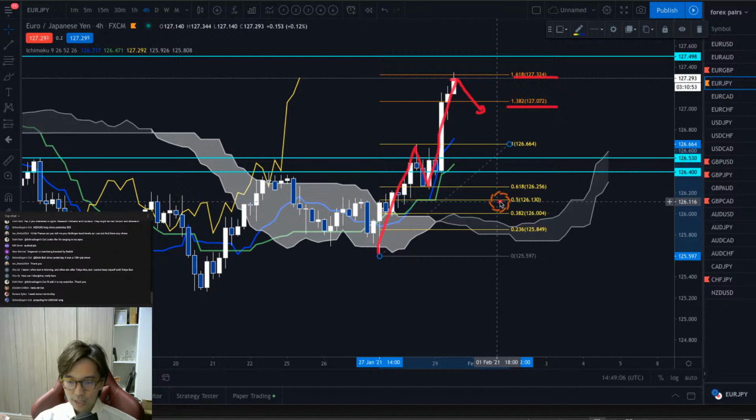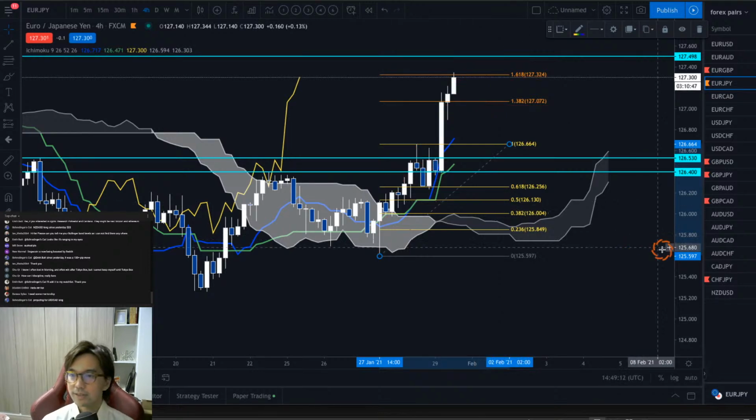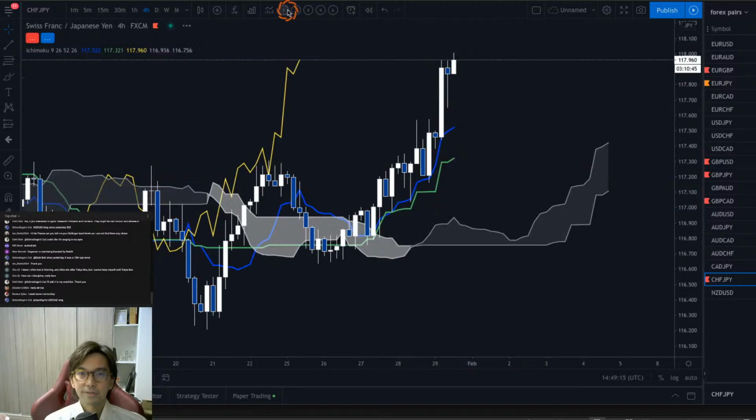CHFJPY is doing good as well. Yeah, CHFJPY is going. I think it's uptrending, as we saw earlier. Yeah, it's a nice uptrend.